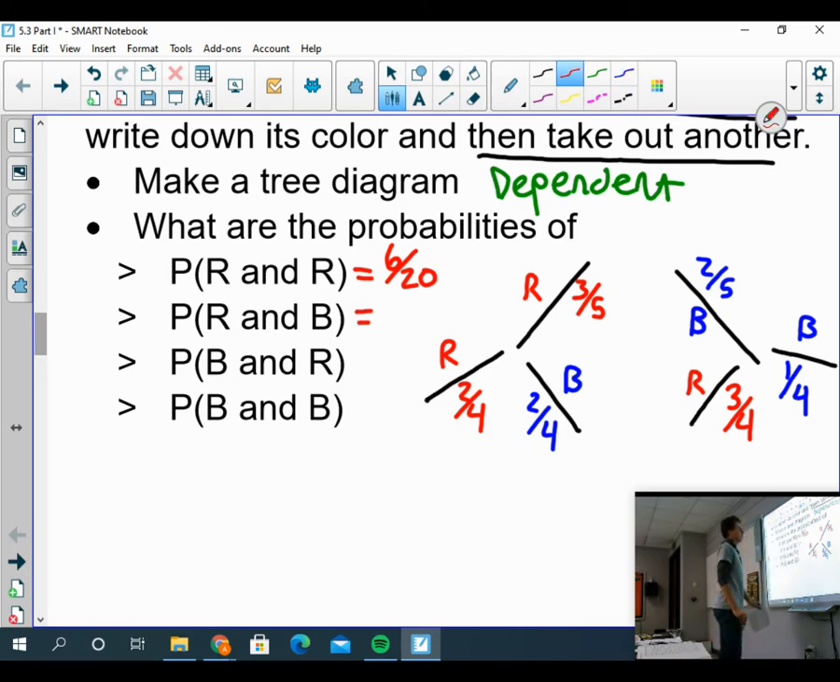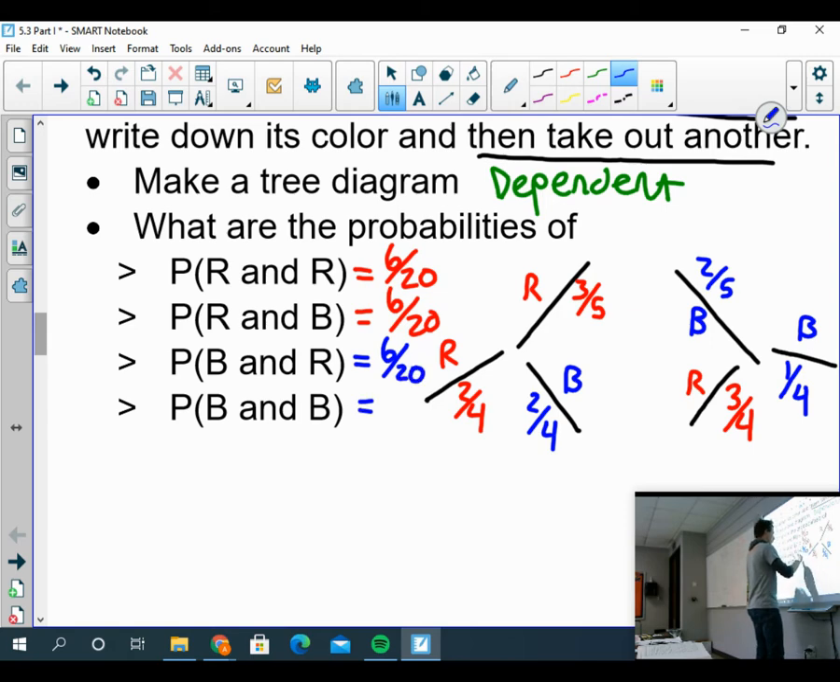So the probability of red and blue, well, I'm going to do 3/5 times 2/4, and I'm still going to get 6 out of 20. If I do 2/5 times 3/4, over here in the blue, I'm going to get, again, 6 out of 20. And 2/5 times 1/4, I'm going to get 2 out of 20.